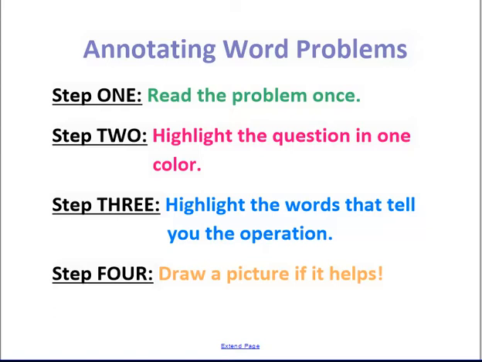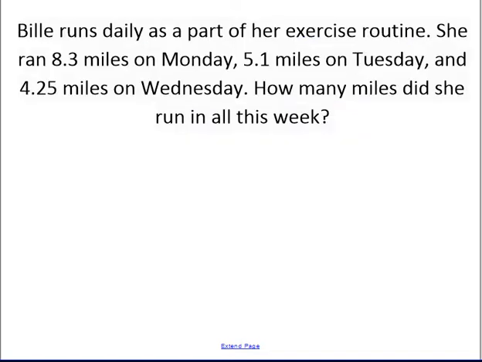So as we read these problems, we're going to read it once. We are going to highlight the question in one color. We're going to highlight the words that tell us the operation. And if it helps us, we're going to draw a picture. If it doesn't help us, no need for a picture. Okay, so step 4 is kind of optional, but steps 1, 2, and 3 are definitely mandatory. All right, so let's get started.